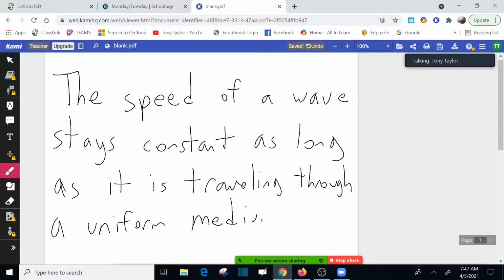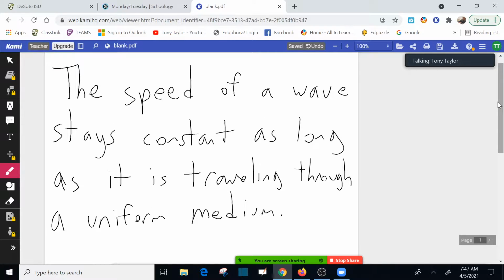So here's an important fact you guys need to know. The speed of a wave stays constant as long as it's traveling through a uniform medium. Let me give you an example of what I mean by this. Imagine the speed of light. You guys may know that the speed of light as measured in a vacuum is 3 times 10 to the 8 meters per second. That is the highest speed in the universe.